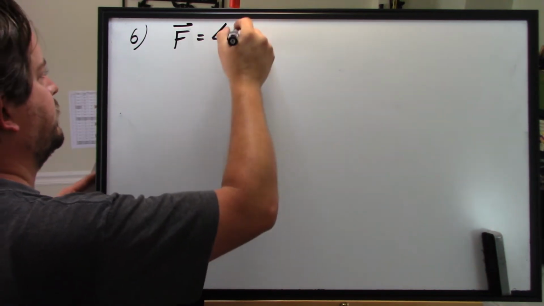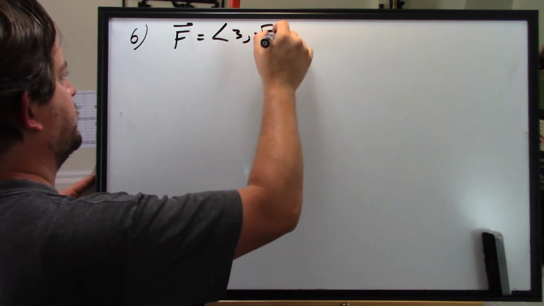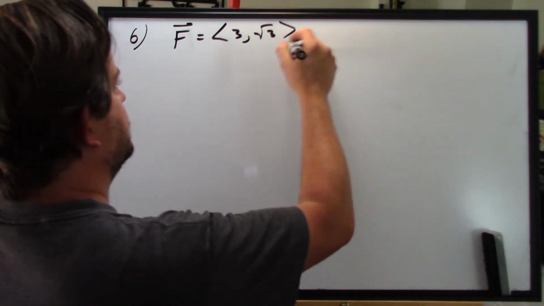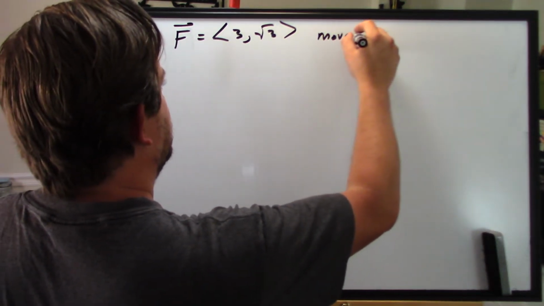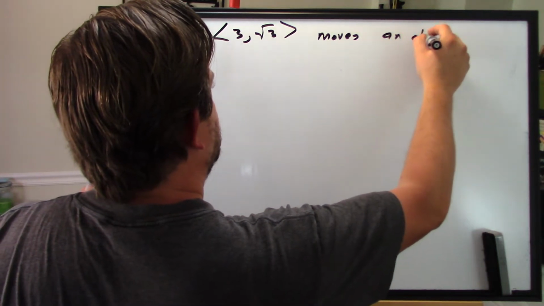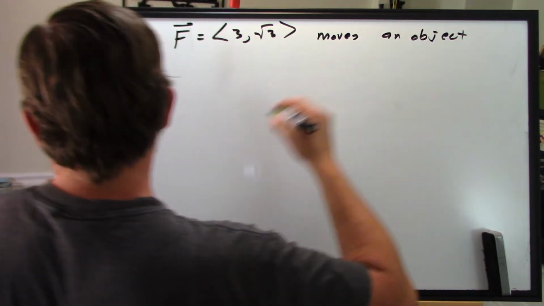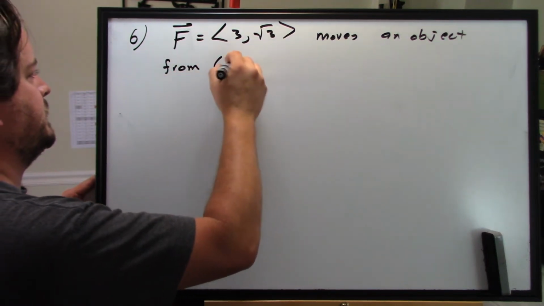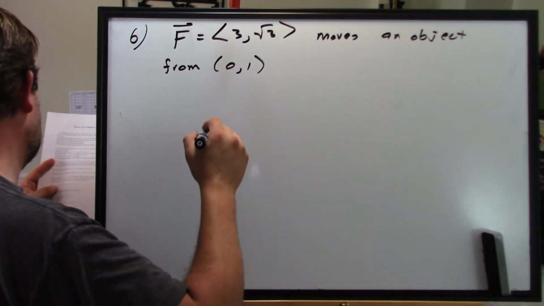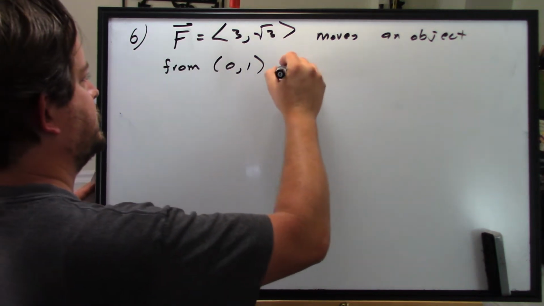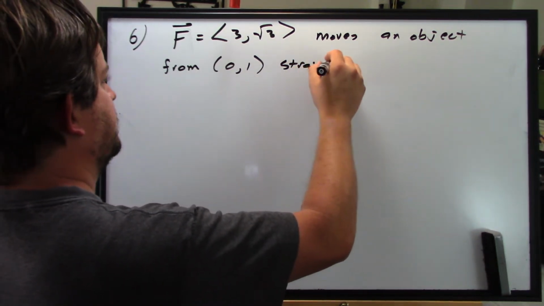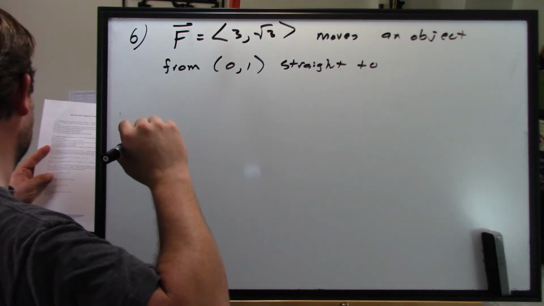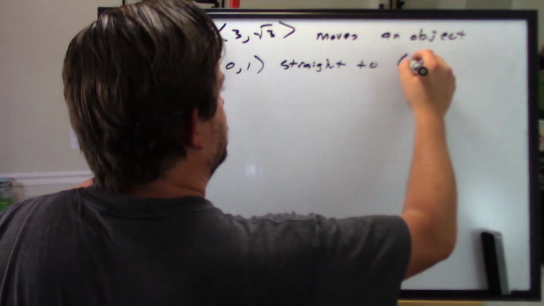But we've got a constant force of 3 root 3, and then it moves along, so this moves an object from 0, 1 in a straight line straight to the point root 3 and 4.